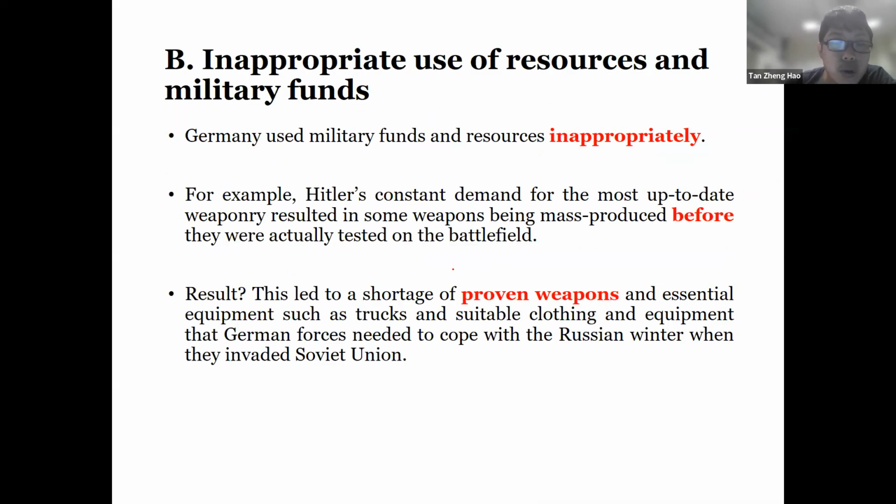Okay, number 2, the second sub-factor of Germany's weakness: inappropriate use of resources and military funds. They had military funds and resources from conquering so much territory, but they did not always use them well.